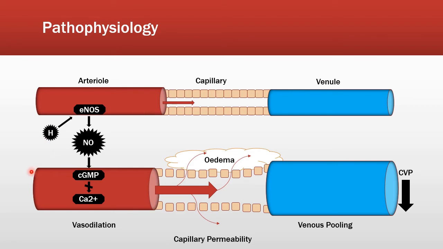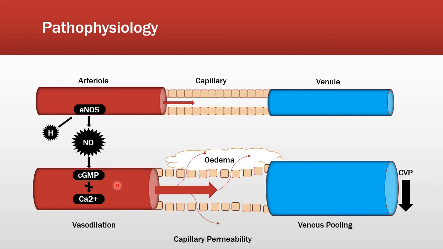In the setting of anaphylaxis, this normal regulation is lost, whereby histamine interacts with endothelial nitric oxide synthase within the endothelial cells of the arteriole, and endothelial nitric oxide synthase unsurprisingly synthesizes nitric oxide. And we know what that does, right? Because we use GTN to dilate vessels all the time. So nitric oxide activates cyclic GMP, which depletes all the intracellular calcium within the smooth muscle layer of the arterioles. And what this does is, with no calcium you can't contract, so we dilate.